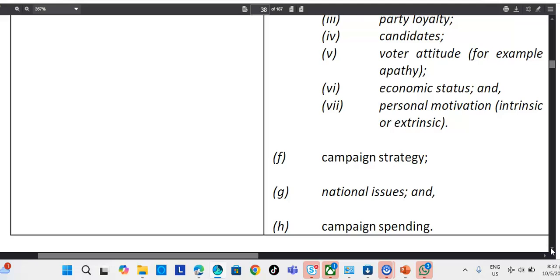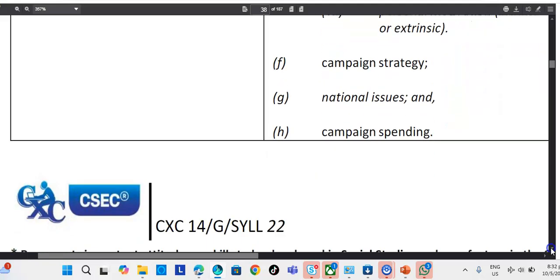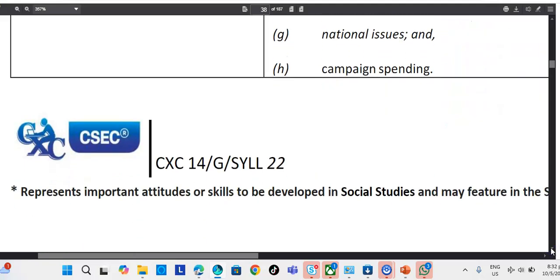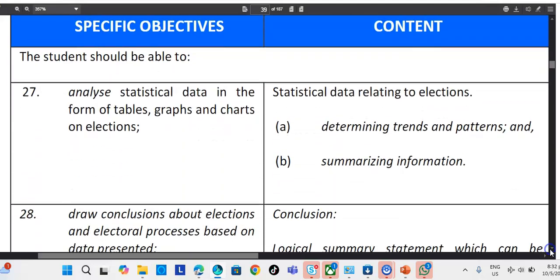The outcome of election is also influenced by national issues and how different parties address them, and campaign spending. How much money are you willing to spend on your campaign?